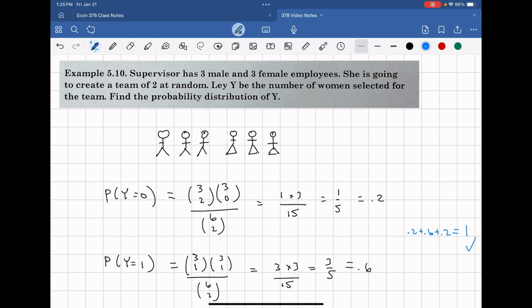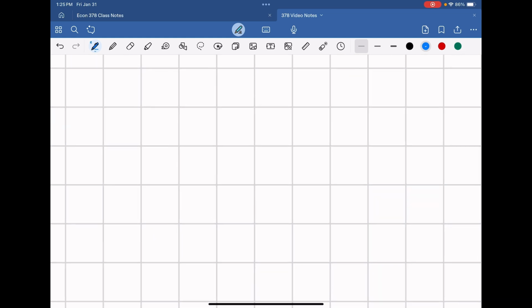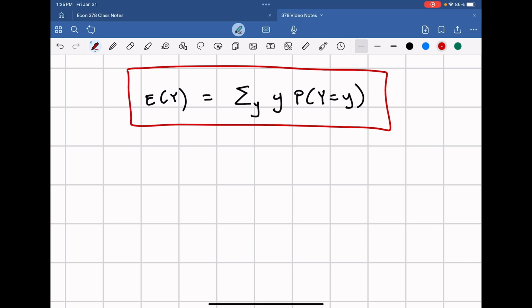Now let's take it a step further. Let's ask ourselves, what is the expected value of Y? Well, this we can set up by using the equation where we sum up over the values of y times the probability that Y equals y. And again, I'm going to put that in a box because that's an important equation that we have used and will continue to use.